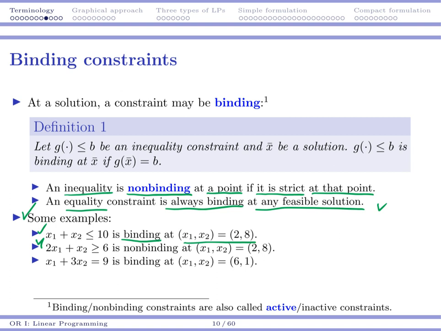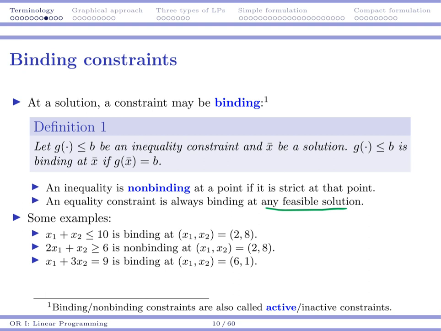The last one is an equality constraint. As this is a feasible solution, you plug in, you get equality. Again, this is binding. So the definition of binding constraint applies to both inequality and equality constraints. But typically, we focus more on inequality constraints when we talk about binding or not, because we always care about feasible solutions, and an equality constraint is always binding at any feasible solution.